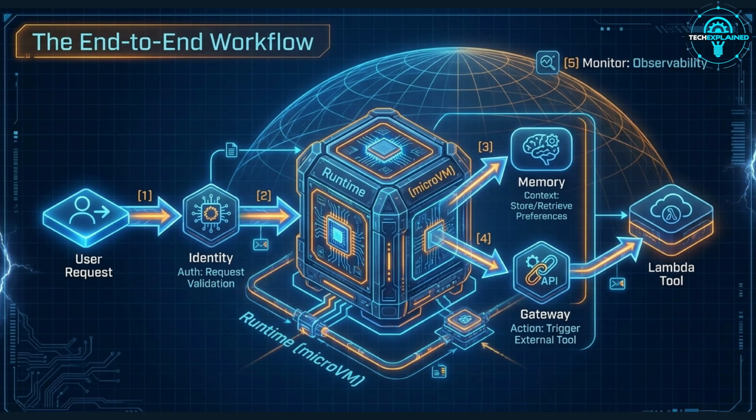What's powerful about this architecture is that each component is independently scalable. If your agents suddenly need more memory capacity, you scale memory. If you're connecting to more APIs, you add them in Gateway. You don't have to redesign the whole system. This is what mature production-grade architecture looks like: loosely coupled, independently scalable, and observable end-to-end.